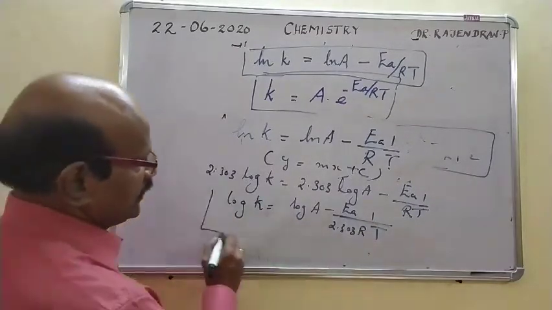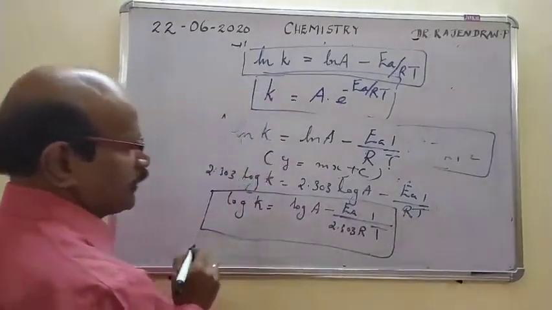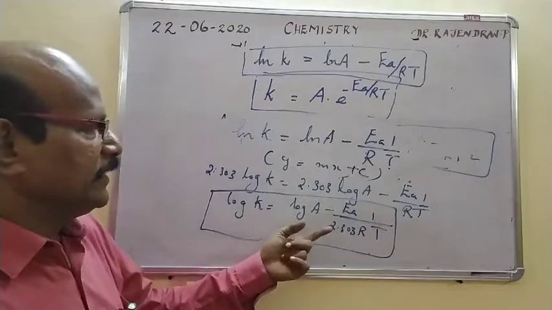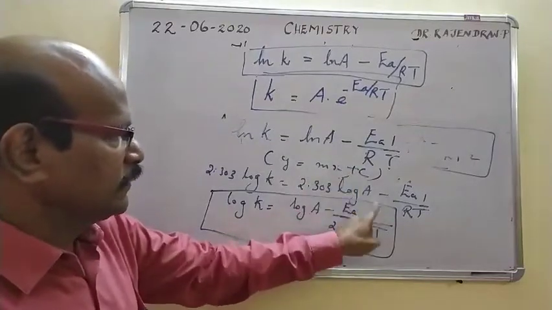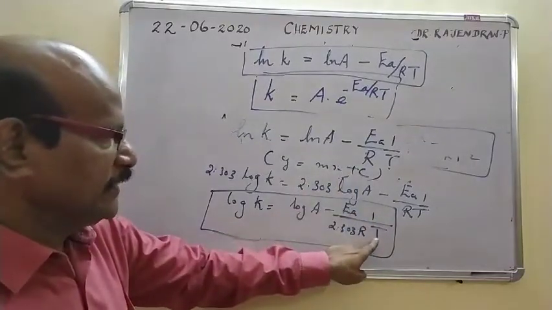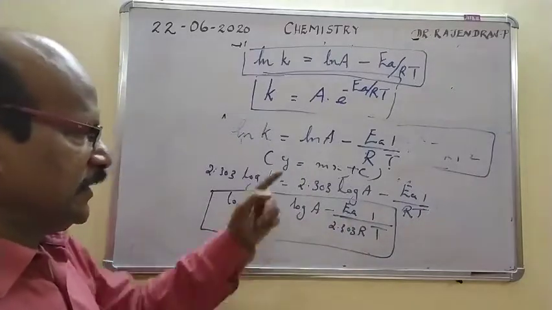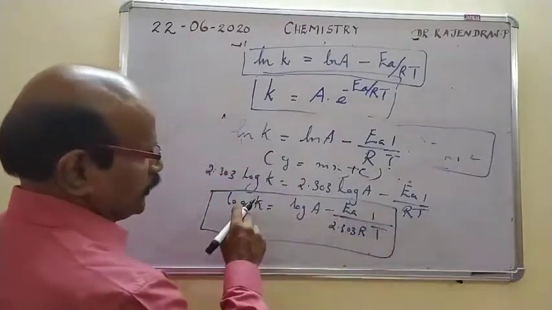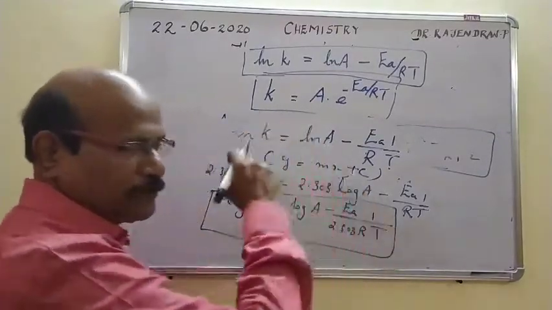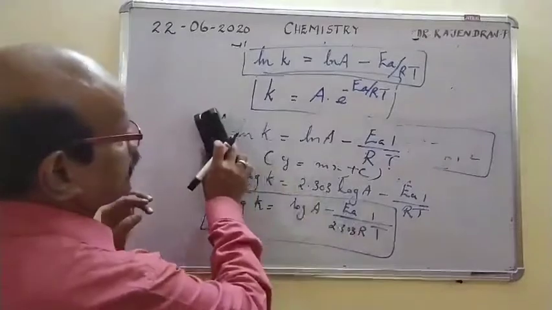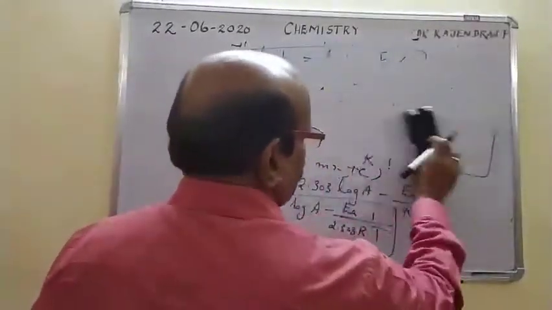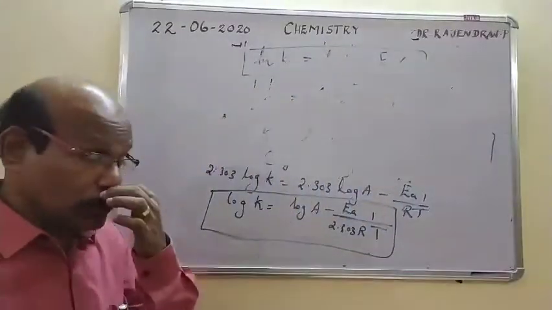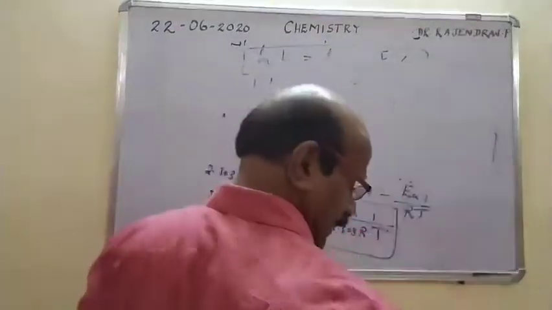So this equation says, ഈ equation പറയുന്നത് എന്താണ്? If we plot logarithm of k versus 1 by T, the logarithm of rate constant versus the reciprocal of the temperature, what is the result? The result is a straight line, or linear, with a negative slope. നെഗറ്റീവ് സ്ലോപ്പ് ഉള്ള ഒരു സ്ട്രേറ്റ് ലൈൻ ആണ് നമുക്ക് കിട്ടുന്നത്.